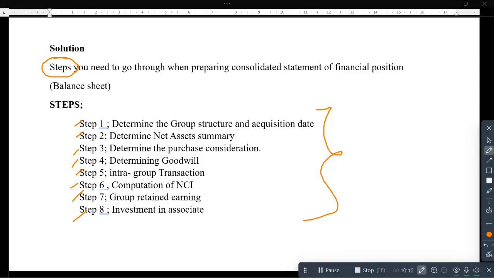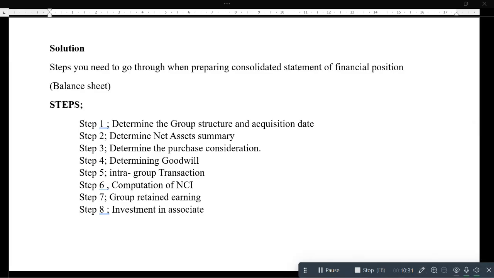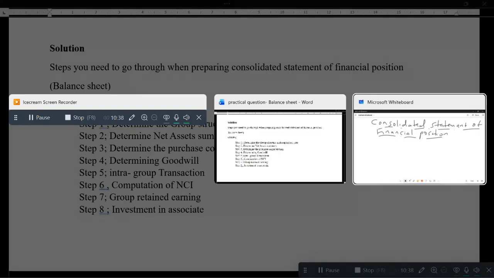This number is really very interesting and very easy. Once you move with me right from video 1 under consolidation, as we reach this step of doing the practical question, the question will become very easy. The consolidation, the group accounts will become easier for all of us, and we shall pass this number in our financial reporting. Let's start with our step 1 to determine the group structure and acquisition date.